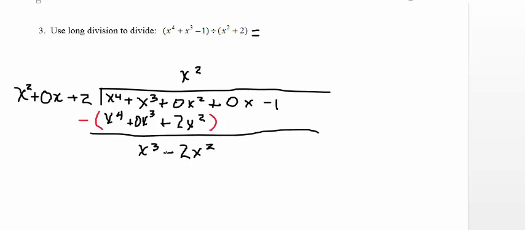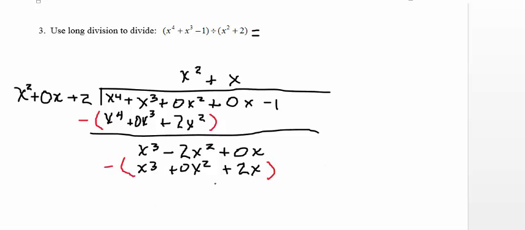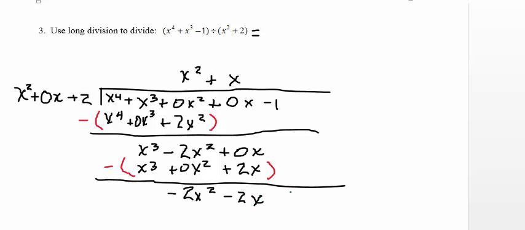But notice how you have to be very careful. 0x squared minus 2x squared is negative 2x squared. And I'm going to bring down this 0x. X squared into x cubed is positive x. X times x squared is x cubed. X times 0x is 0x squared. X times 2 is positive 2x. And I subtract. Negative 2x squared minus 0x squared is negative 2x squared. 0x minus 2x is negative 2x. And I bring down negative 1.